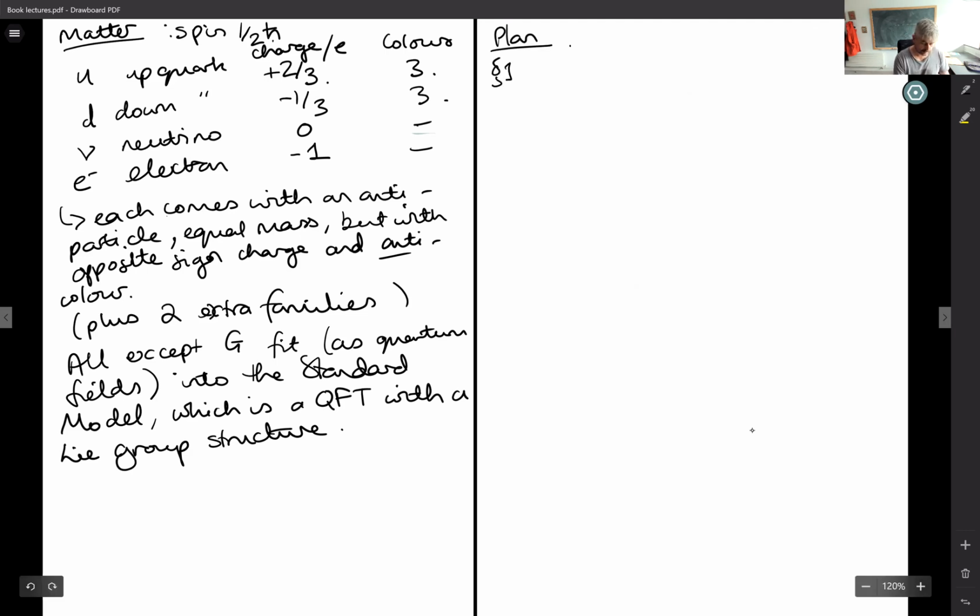So section 1, which we're halfway through, is just going to be some more basic definitions about groups and subgroups and so on. And that should only take us about a lecture. Chapter 2.